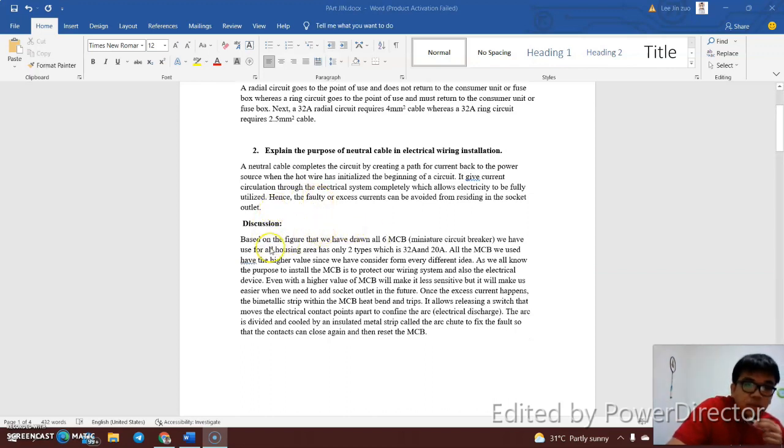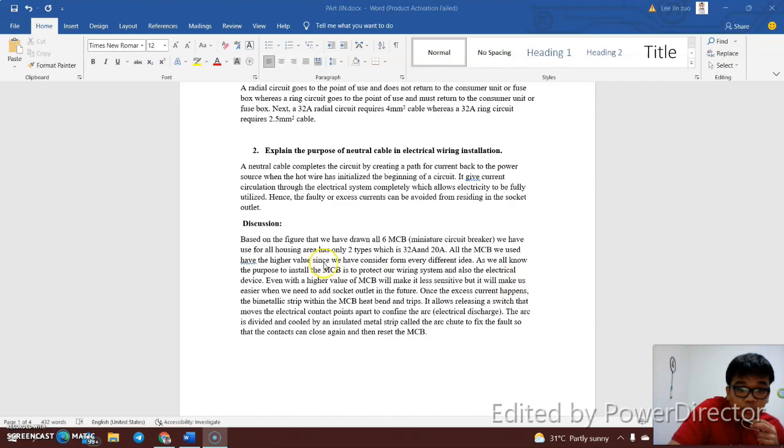The discussion from our group is based on the figure that we have drawn. The 6 MCBs, which are miniature circuit breakers, that we have used for our housing area have only two types, which are 32 ampere and also 20 ampere. All the MCBs we use have a higher value since we have considered different ideas.